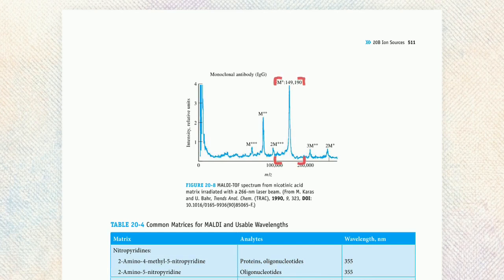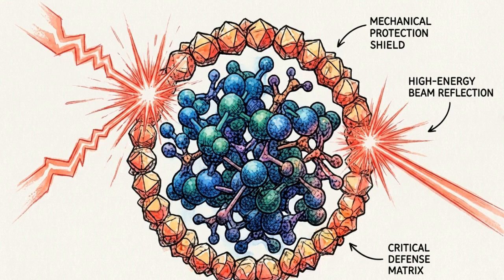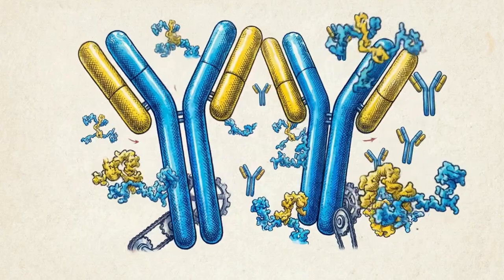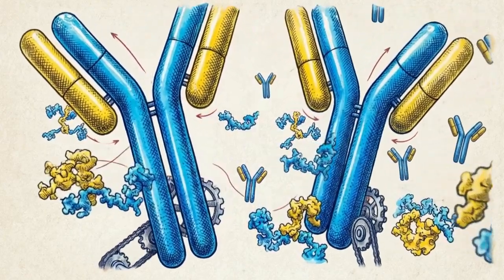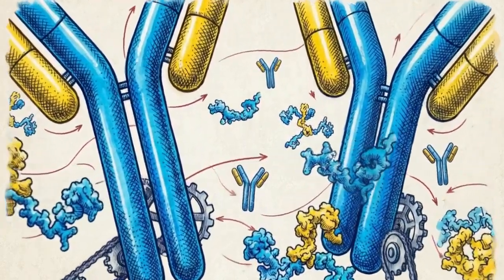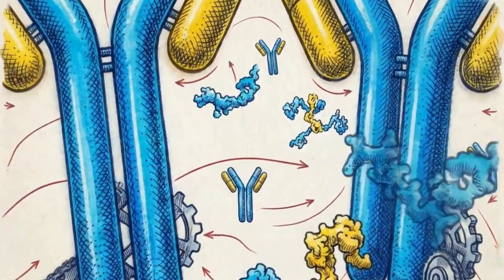phase entirely intact. By engineering a way to route destructive energy through chemical matrices, FAB and MALDI neutralized the threat of fragmentation. This shift moved mass spectrometry beyond the analysis of small gases, establishing it as a primary tool for mapping the complex proteins of human life.